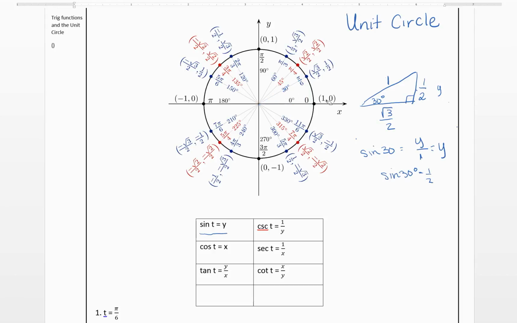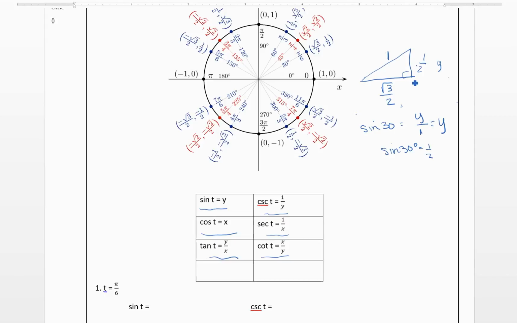Cosine would be the adjacent over the hypotenuse, which will always be the x coordinate. Tangent would be opposite over adjacent, so that's going to be the y over the x. And then if you flip all of those for the reciprocals, cosecant will be 1 over the y. Secant will be 1 over the x, and cotangent will be x over y. So we can actually use this unit circle to really quickly find sine and cosine of these angles.